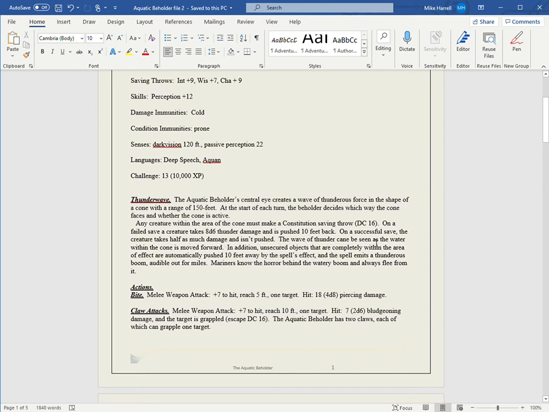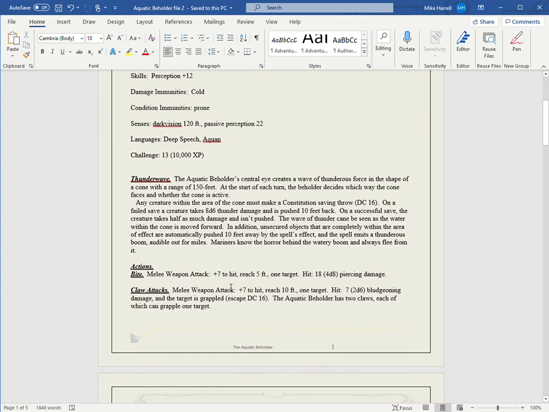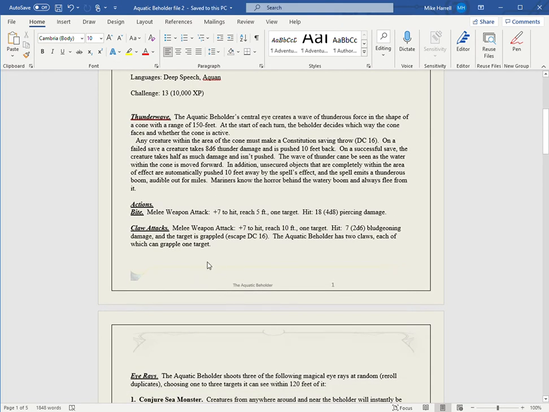The wave of thunder can be seen as the water moves within the cone going forward. In addition, unsecured objects that are completely within the area of effect are automatically pushed 10 feet away by the spell's effect. And the spell emits a thunderous boom, audible out for miles. Mariners know the horror behind the watery boom and always flee from it. So that thunderous boom could be something the sailors tell tales about there. So let's look at the other actions. Of course, it's got a bite.